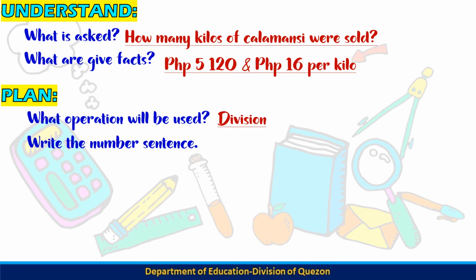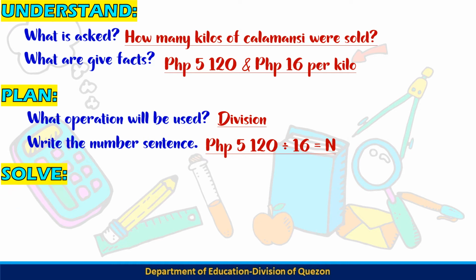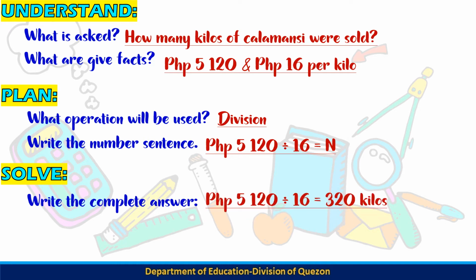Write the number sentence. The number sentence is 5,120 pesos divided by 16 equals N. Let us solve. Write the complete answer. So 5,120 pesos divided by 16 is equal to 320 kilos.